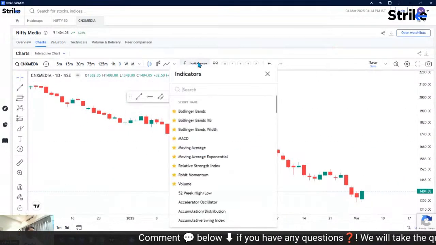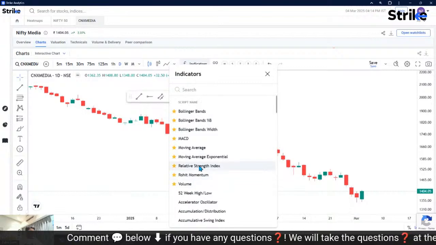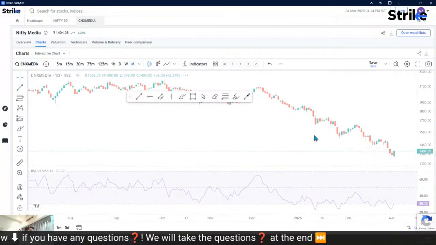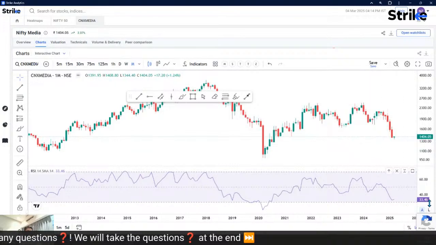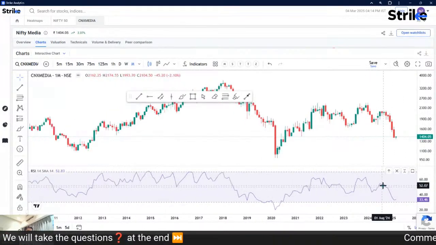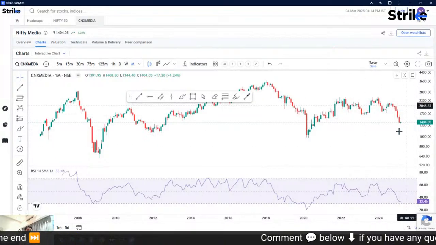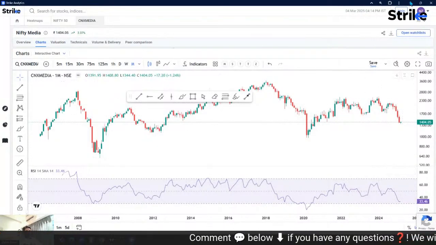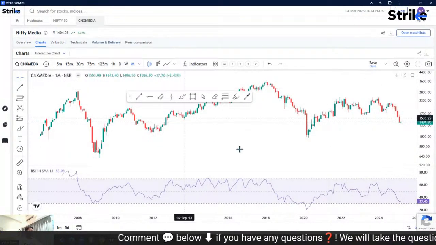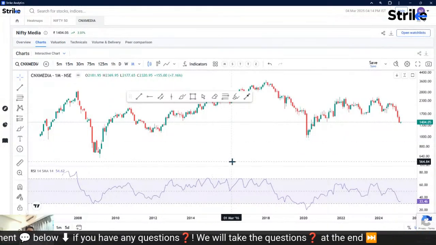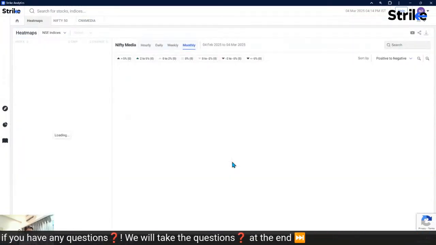Okay, so here you can just put up RSI, and yeah, 14 period RSI. You can see that on the monthly time frame, it's oversold, 33.46. So along with that, now when there is some bullish pattern that gets formed over here, you can look at the media sectors as well. All right. I hope you have understood this.